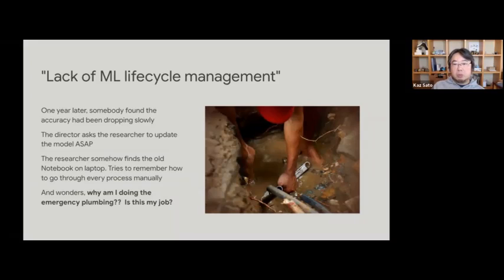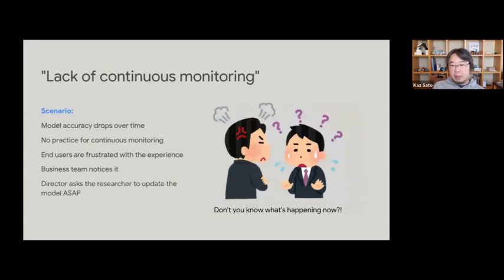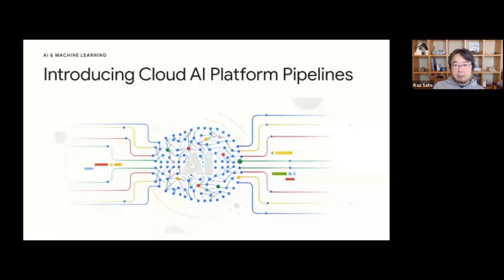Otherwise, the data scientist would get an emergency call from the director asking for retraining the model that was designed like 3 years ago as ASAP, as soon as possible, because the customer is complaining about the dropped accuracy on the suggestion or recommendation models. And you have to be aware of that before the consumers notice it. So you have to set up a continuous monitoring and alerting system.